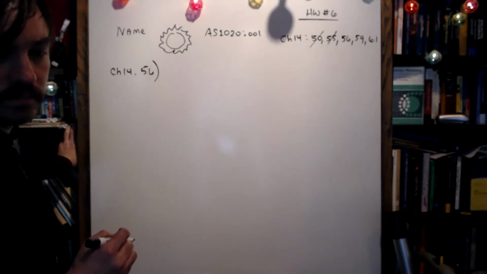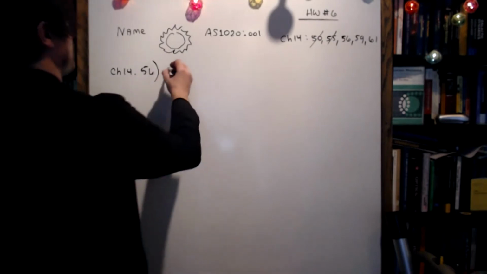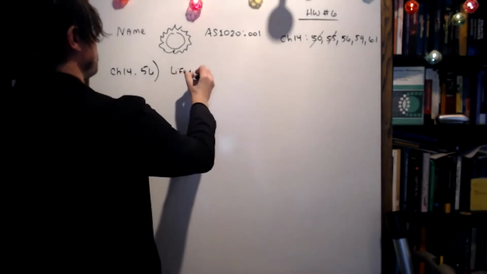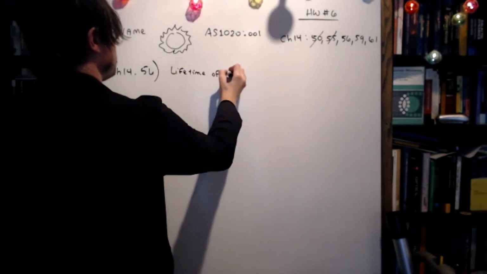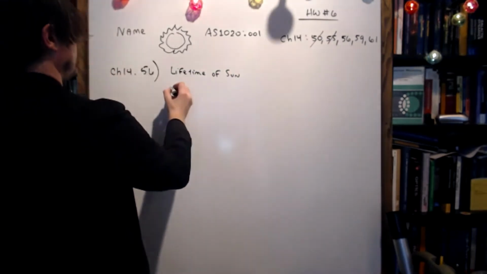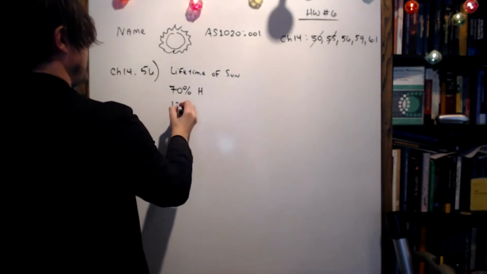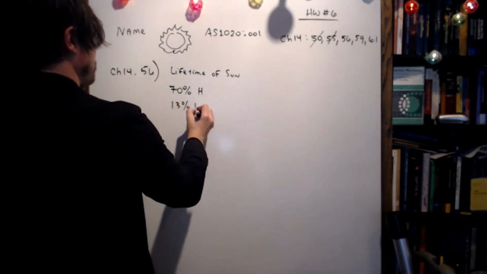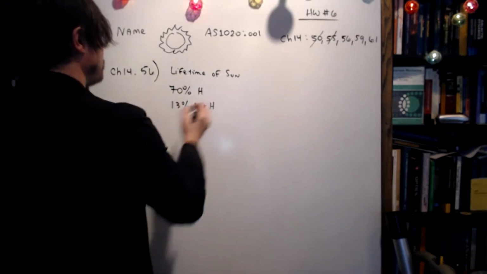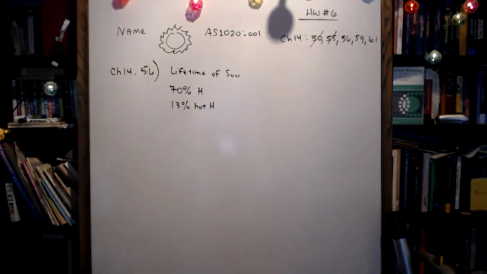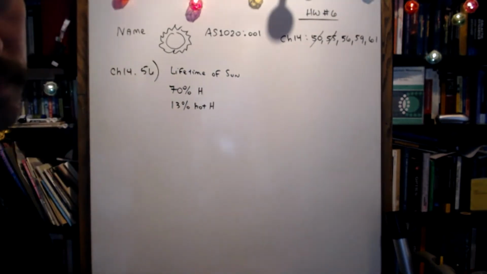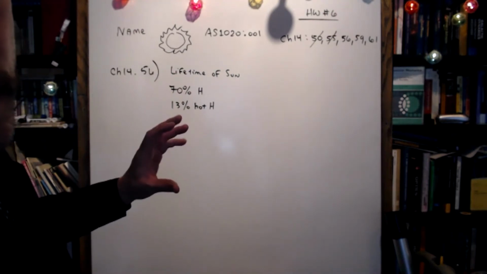All right, so lifetime of the sun. The sun's chemical composition was about 70% hydrogen when it formed, and about 13% of this hydrogen was available for eventual fusion in the core. The rest remains in the layers of the sun where the temperature is currently too low for fusion. Do you want me to read part A?